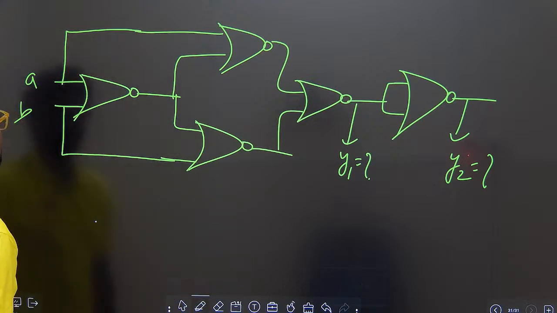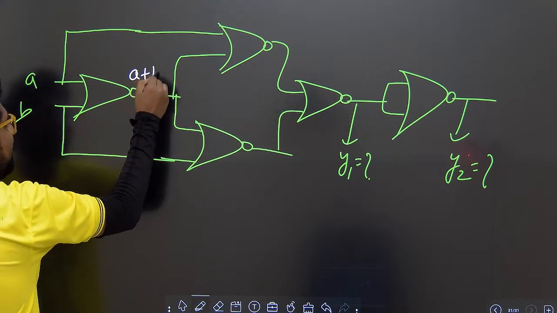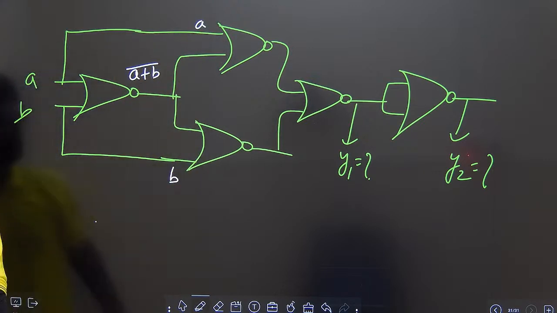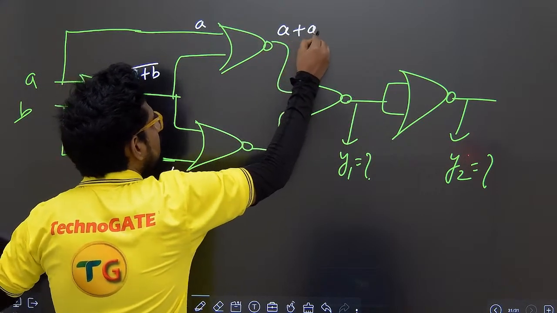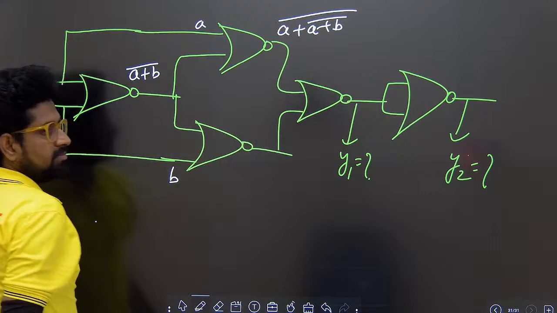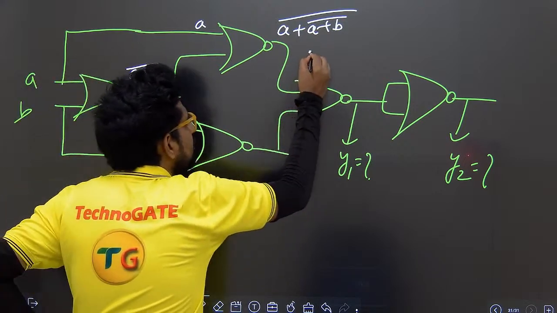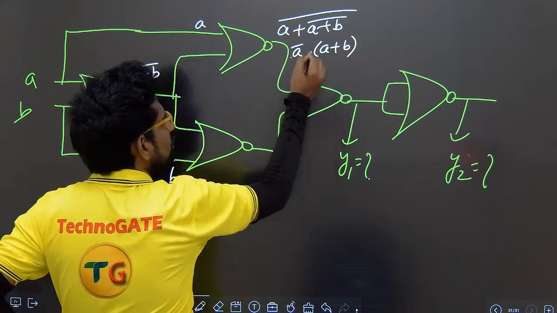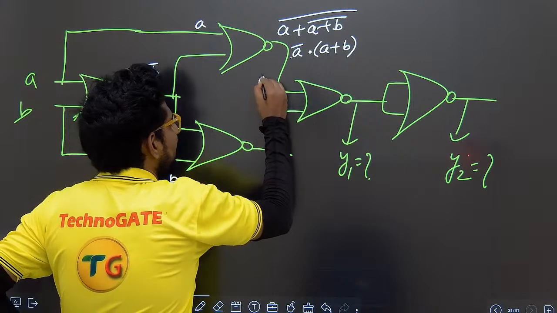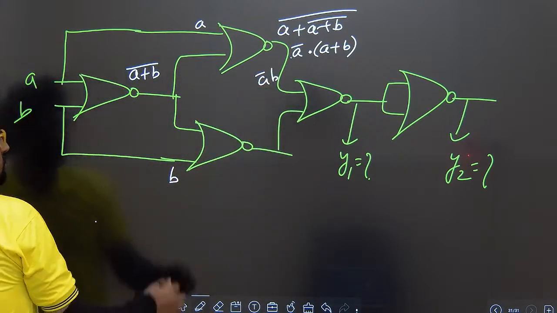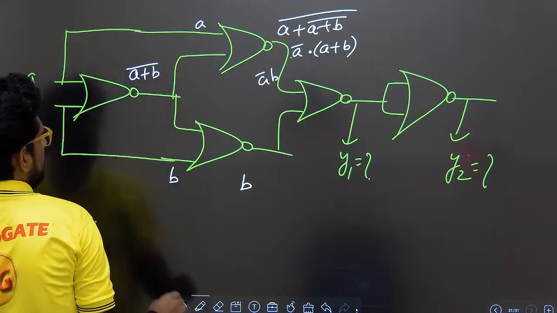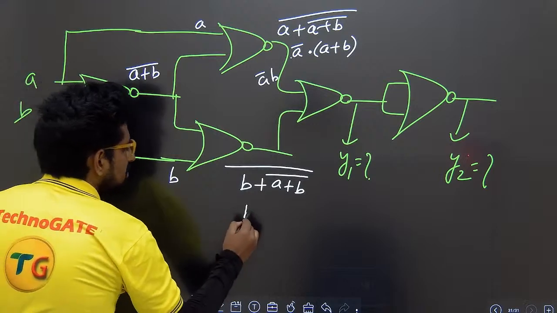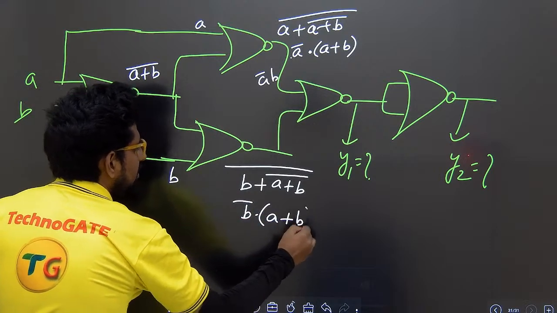Observe here, A and B, here you will get (A plus B) whole bar. Here the signal A, here the signal B. So here (A plus B) whole bar. Plus becomes dot, no bar becomes bar, bar gets cancelled, A plus B. So A bar into A is 0, so here A bar B. So here it is B plus (A plus B) whole bar. That means B bar into (A plus B). That means AB bar.